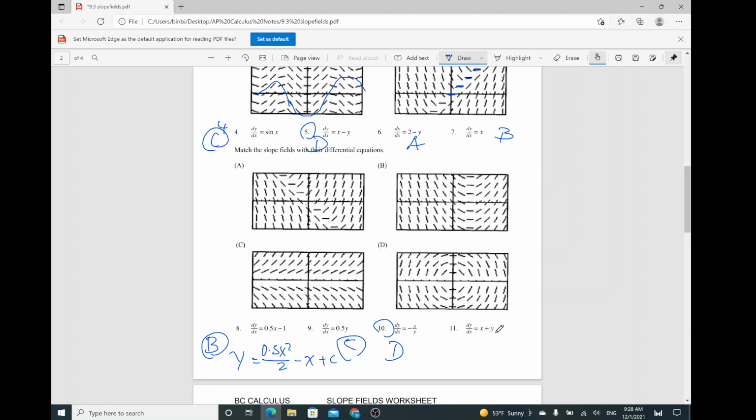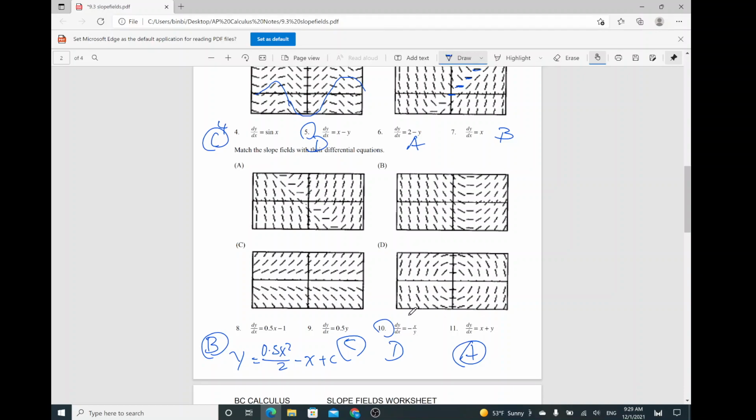Negative 1 plus negative 1, then that'll be negative 2. So at negative 1, negative 1, the slope is negative 2. And then what about if I plug in negative 1, 0? So the slope is always negative 1. Negative 2, 1, so the slope is also negative 1. So you see that all over here, the slope is all negative 1. So for number 11, that'll be A.